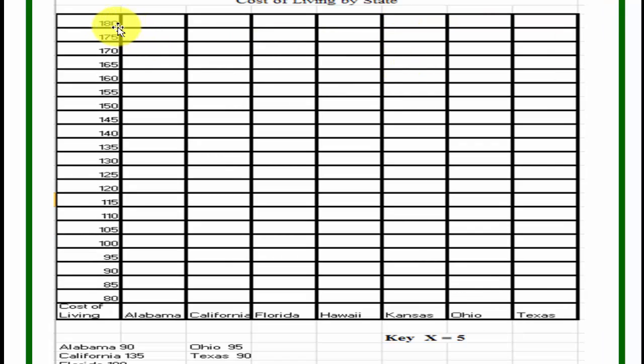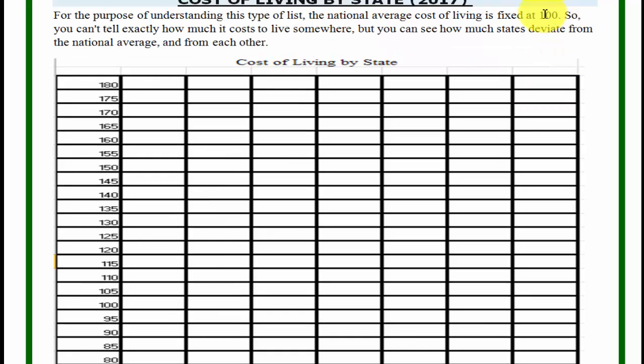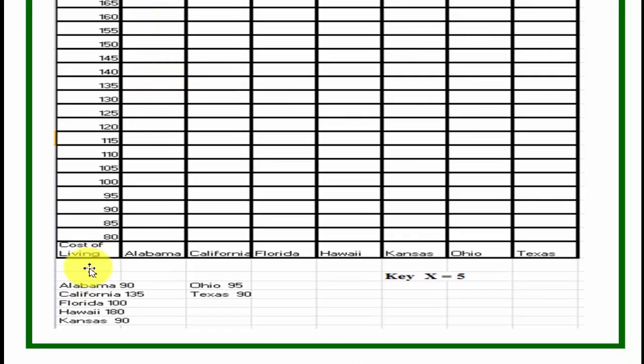Now, you'll notice we have the cost of living up here at 180, and it says here that the fixed cost is 100, and you'll see why by looking down. This column here is the cost of living. We have Alabama, California, Florida, Hawaii, Kansas, Ohio, and Texas. The key we want you to use is the letter X, and X is equal to 5. So, for example, Alabama is 90. And you'll notice that Hawaii is 180.